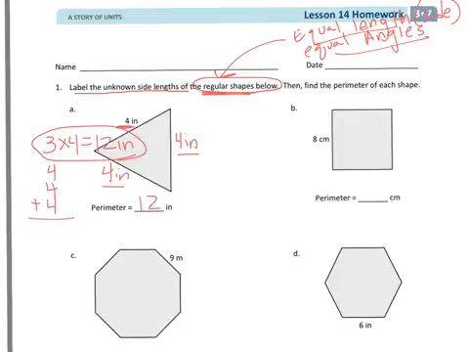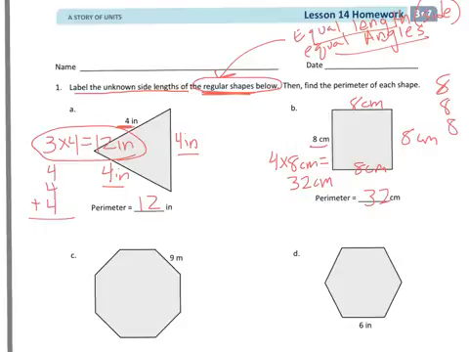So let's take a look over at B, and we have 8 centimeters. So I have 8 centimeters here, 8 centimeters here, and 8 centimeters here. And I have to label all of them to show that it's regular. And now I have 4 groups of 8, or 4 sides of 8 centimeters. And that's going to get me 32 centimeters. And again, if you needed to, you could do 8 plus 8 plus 8 plus 8, which is the same thing as 4 times 8.